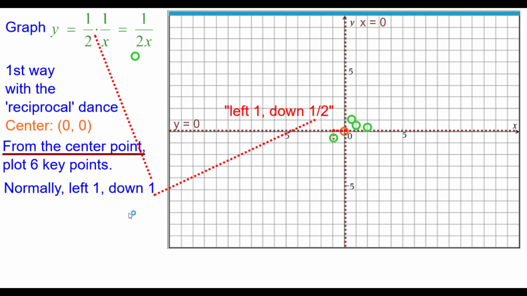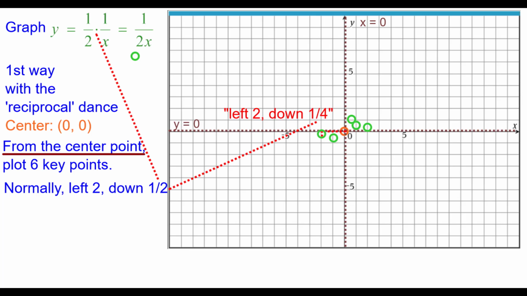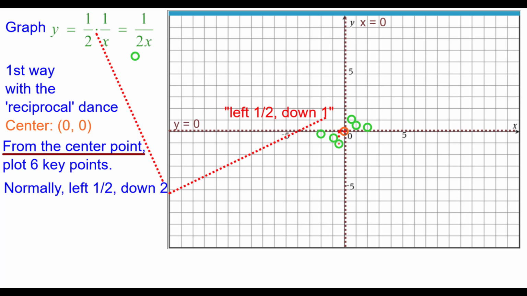So normally left 1, down 1. Here we'll go left 1, down 1/2. Normally left 2, down 1/2, but in this case it'll be left 2, down 1/4. And normally left 1/2, down 2. In this case will be left 1/2, down only 1, half the distance.